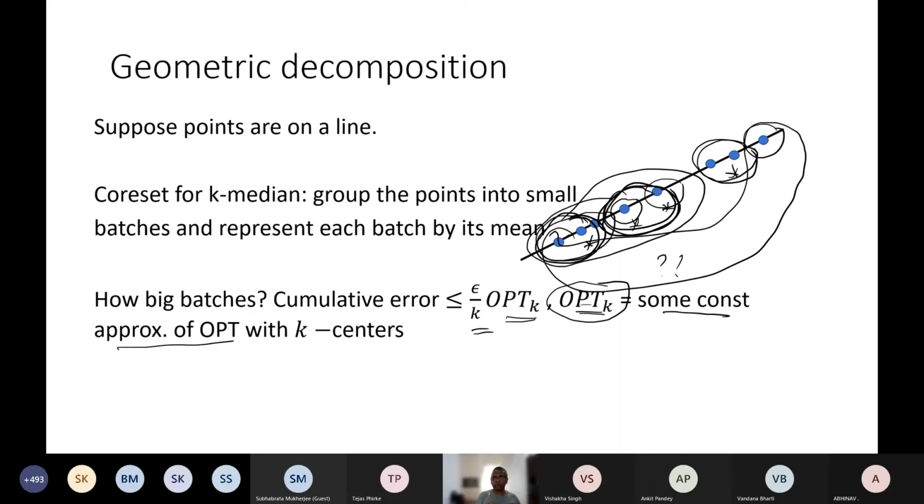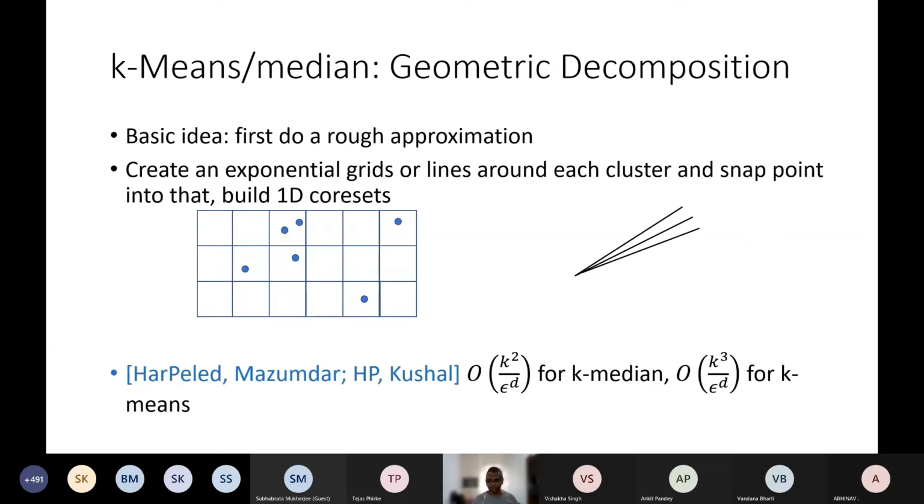The idea is the following: if you have some idea of what the optimal solution is, then you ensure that the size of every group is such that the cost due to the quantization of the group is less than or equal to epsilon by k times opt of k. So the steps are that you need to get an approximation to the optimum. Some bad approximation is okay, and based on that you create the groups. But this is only for one dimension. What do I do for multiple dimensions? Basically very similar. Let's say you imagine that the points lie on a three-dimensional sphere. What you do is draw a lot of these lines. It's like you're cutting a pizza.